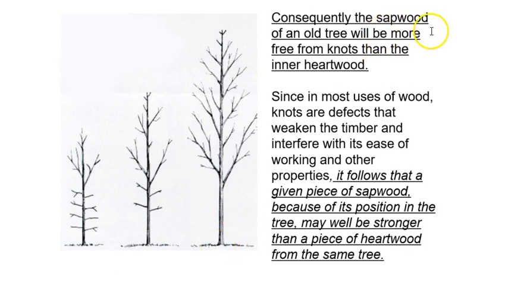So consequently, the sapwood of an old tree may be more free from knots than the inner heartwood. So that just follows up on that.